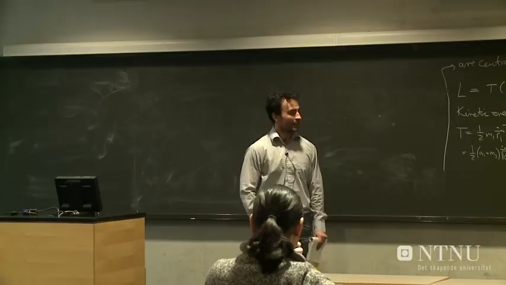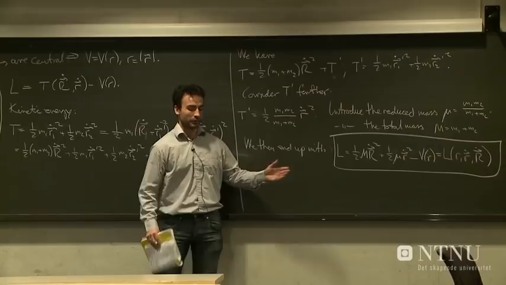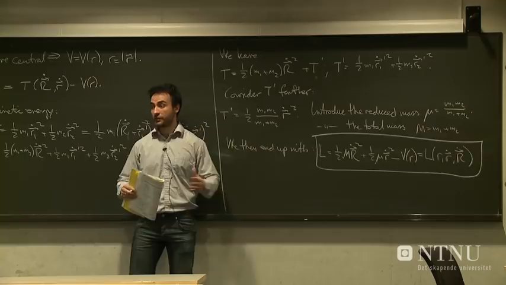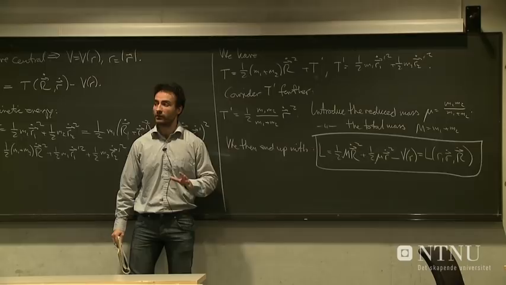Exactly. So what you're saying, if I understand it correctly, is that if you move the entire system, both objects, simultaneously, there is no change in the Lagrangian. Or expressed mathematically, there is no dependence on the center of mass coordinate.